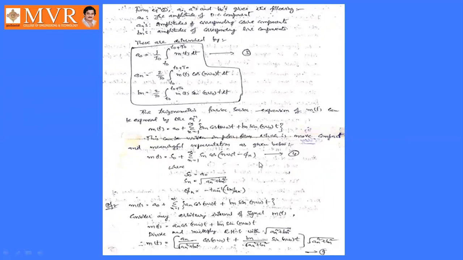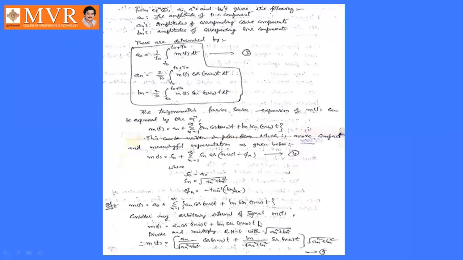Okay, so this is about the trigonometric form of the periodic continuous time signal m of t. So s naught equal to a naught, Sn equal to square root of an square plus bn square, and phi n is minus tan inverse bn by an. So let us prove this. Here m of t is given as a naught plus sigma n equal to 1 to infinity of an cos n omega naught t plus bn sin n omega naught t.